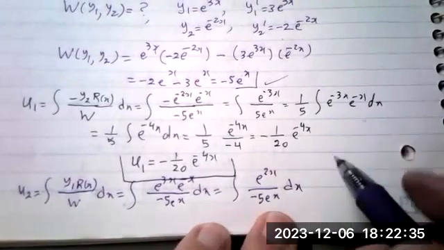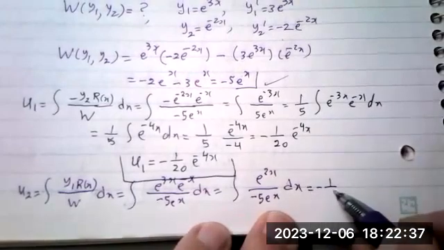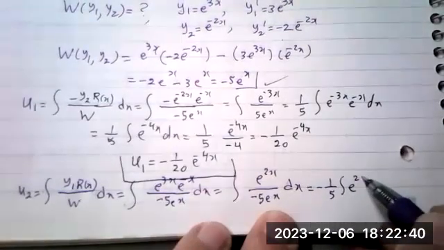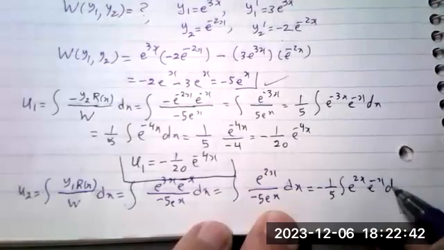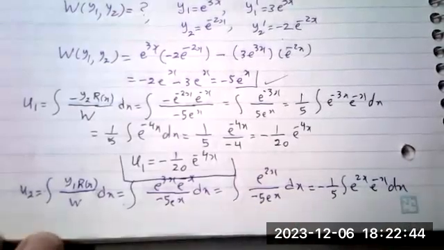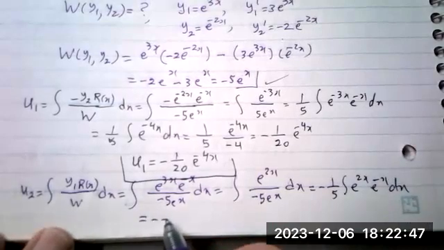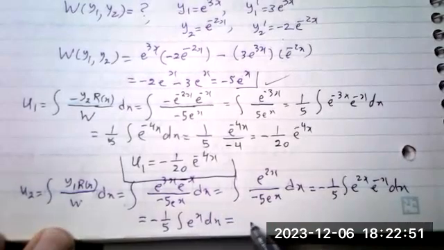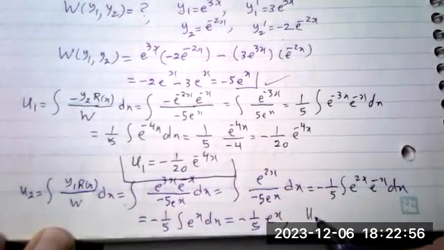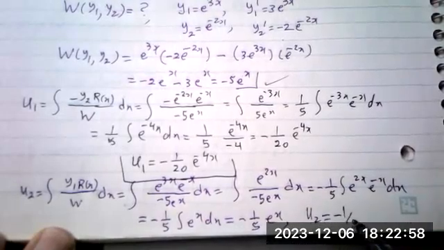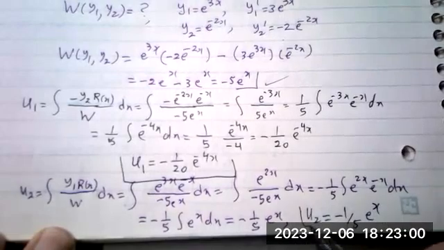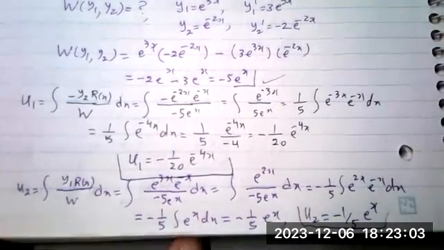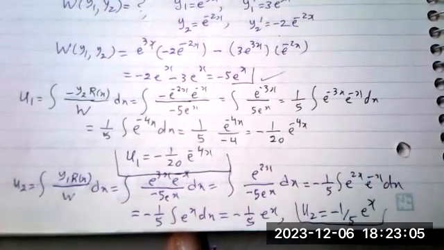So it's going to be negative 1/5 integral of e to the 2x times e to the negative x dx, which is e to the x. So it's negative 1/5 integral of e to the x dx. So we get negative 1/5 e to the x. So this would be u2. u2 is negative 1/5 e to the x. That's it. After u1 and u2, you go back and form the yp.